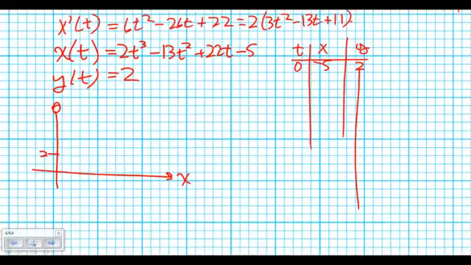When will this equal 0? This will equal 0 when, let's see, t is equal to negative b, so 13, plus or minus the square root of b squared, which is 169, minus 4 times 3 times 11, all over 2 times 3.